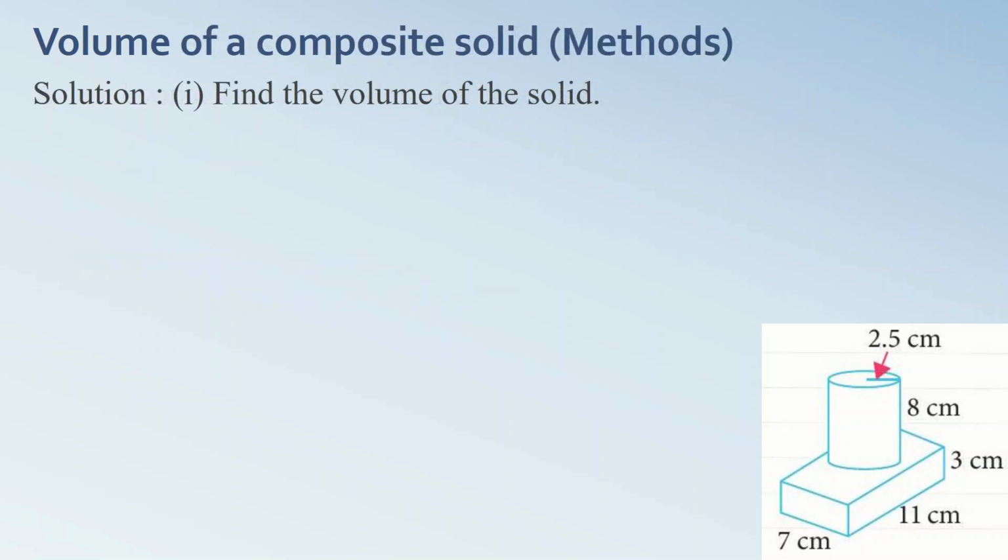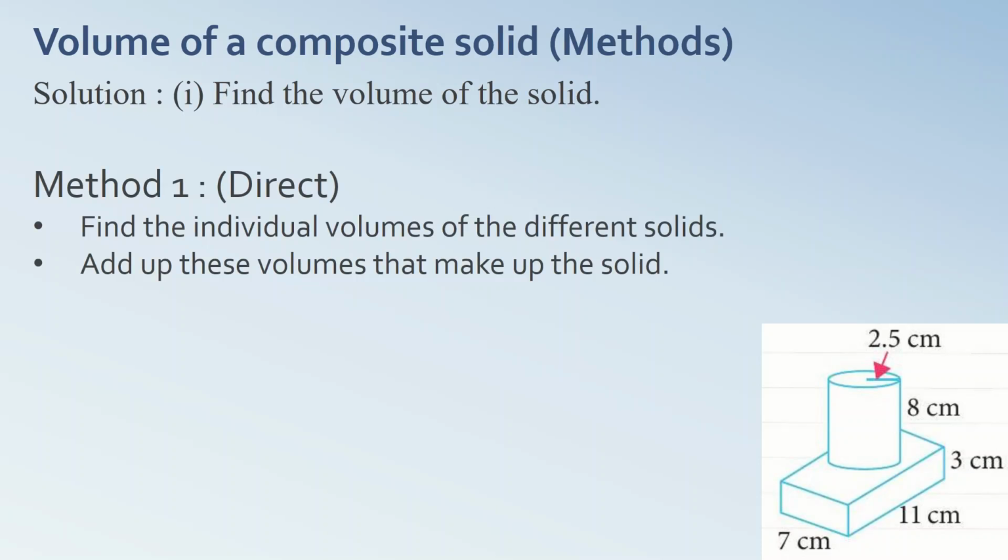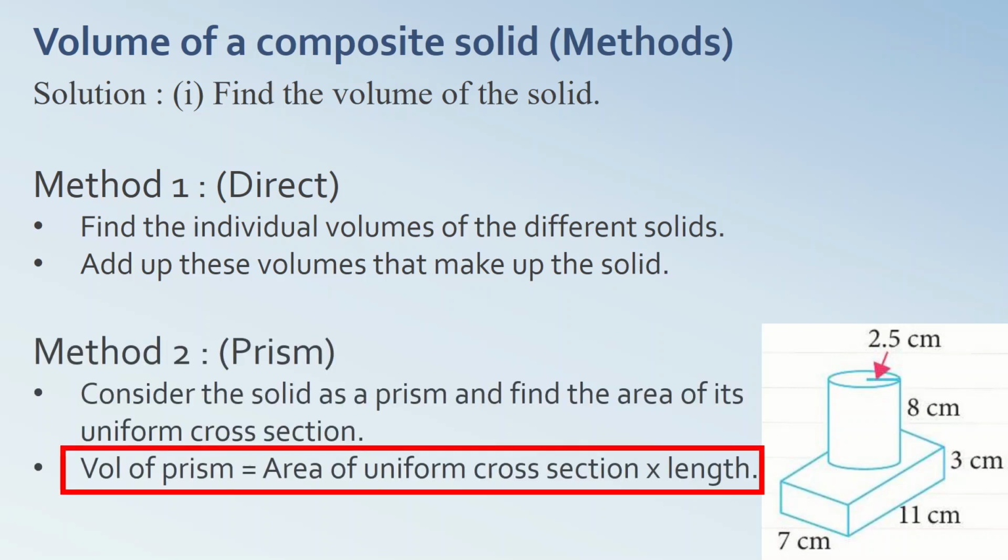Let us recall the two methods that can be used to find volume of composite solids. We can approach the question directly by accounting for the volume of individual solids that make up the composite solid. Or if the solid is a prism, find the area of its uniform cross-section and use the volume of prism formula.